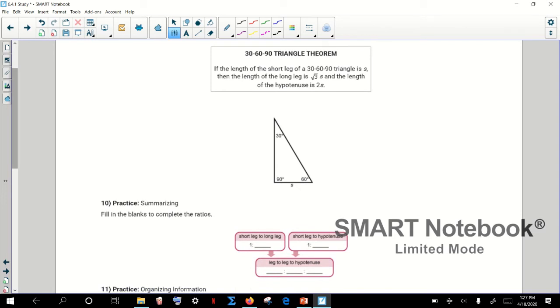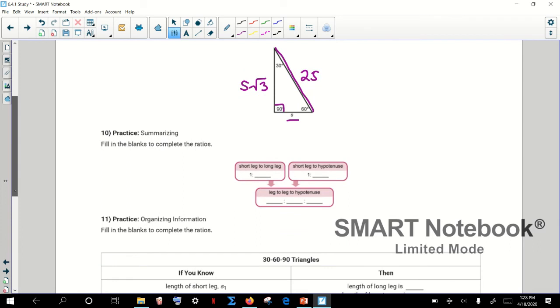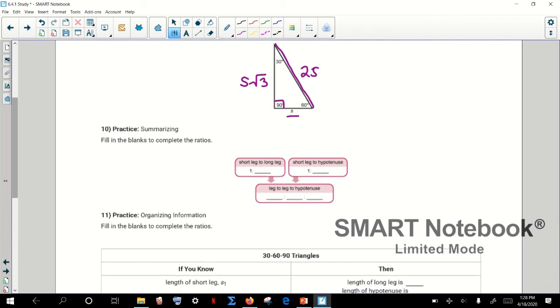So here's our 30, 60, 90. Our short side, let's say that's S. What's the relationship between the short side and the long side? Remember, that's just whatever the short side is times square root of 3. And then what's the relationship between the short side and the hypotenuse, which is the long side across from the right angle? It's whatever the short side is times 2. So there's our pattern. Let's use that to find some ratios and solve some problems.